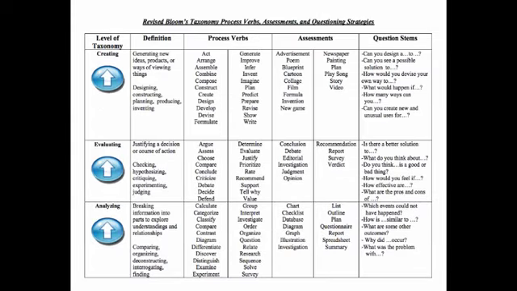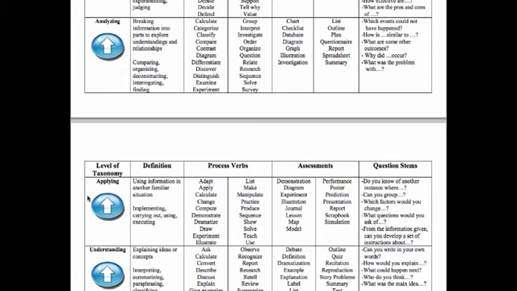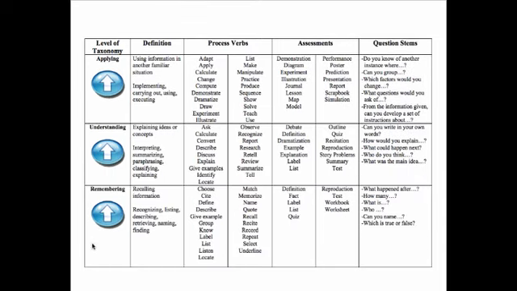We are going to look at this next document, which is the revised Bloom's Taxonomy process verbs, assessments, and questioning strategies. So this is how the Bloom's Taxonomy is actually implemented in a classroom. It starts over here with the level of the taxonomy from highest order thinking to lowest order thinking. So we have creating, evaluating, analyzing, applying, understanding, and remembering.